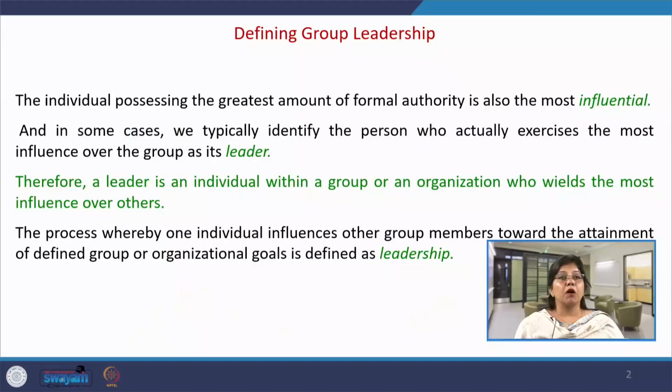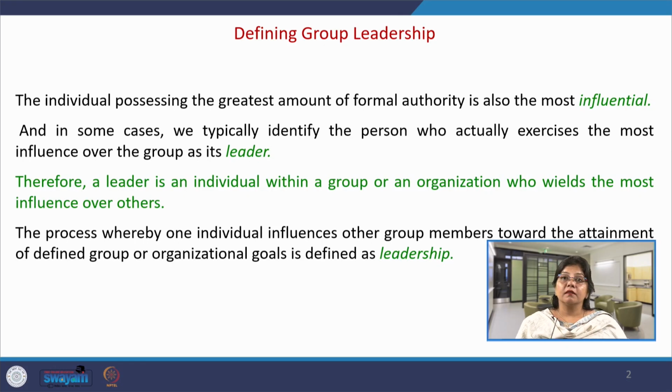So, whenever we are trying to define group leadership, it is about more than influence. The individual possessing the greatest amount of formal authority is the most influential, definitely. Authority in the form of decision making or having maximum decisional latitude, in the form of maintaining positive relationships with the other members of the group, in the form of providing resources to the followers.